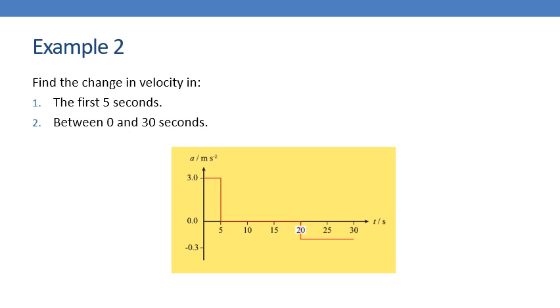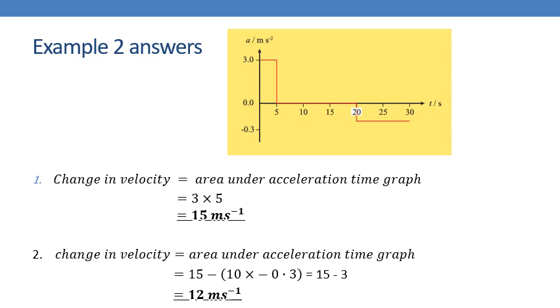Okay, let's have a look at a different example. Find the change in velocity in the first 5 seconds and between 0 and 30 seconds. The change in velocity is the area under an acceleration time graph. So in this case, 3 times 5 gives this area here, 15 meters per second. It's the change in velocity in the first 5 seconds.